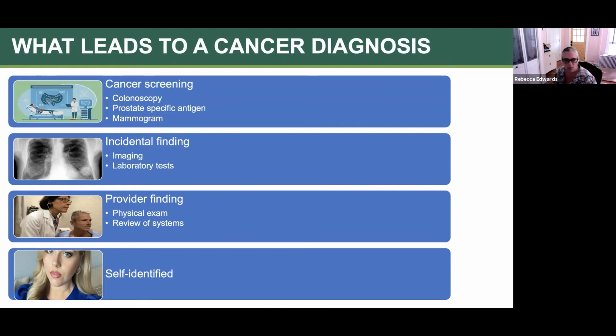Also in the review of systems, if somebody states that they're having unusual symptoms, such as dark urine, or itchiness, or any other review of systems finding that would lead to a cancer diagnosis, certainly would be a way that advanced practice nurses and other providers would find cancers.